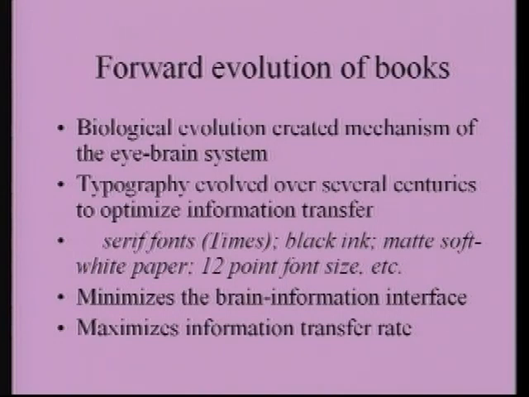And now I want to use the last remaining slides to discuss books, the evolution of books. There was a forward evolution of books of several hundred years, from the handwritten books, the transition of type. And first of all, the biological evolution created the mechanism of the eye-brain system. And a book is supposed to convey information to the eye-brain system. Therefore, typography evolved over several centuries to optimize information transfer. And results of that evolution were serif fonts like Times that have the little edges, black ink, and a matte, soft white paper for good contrast, nice big 12-point font size, etc.